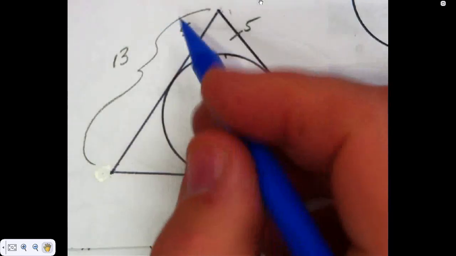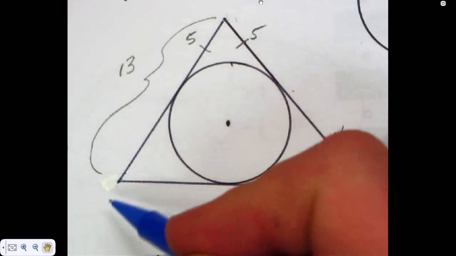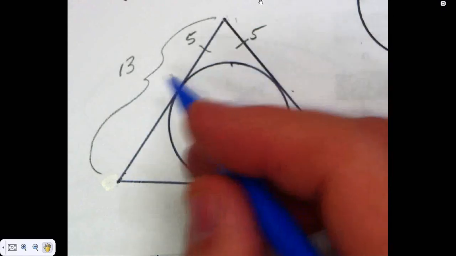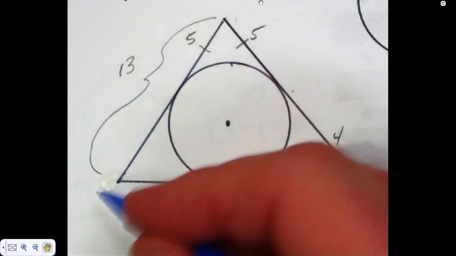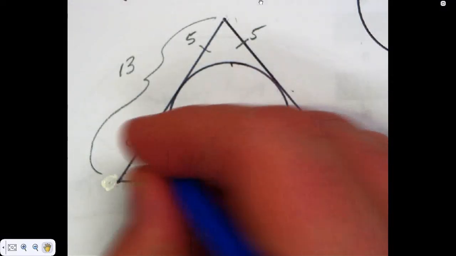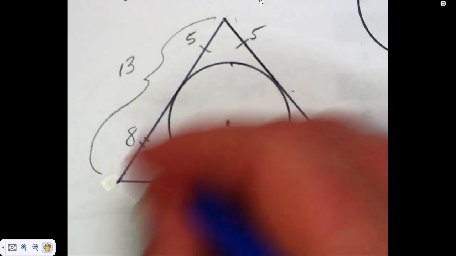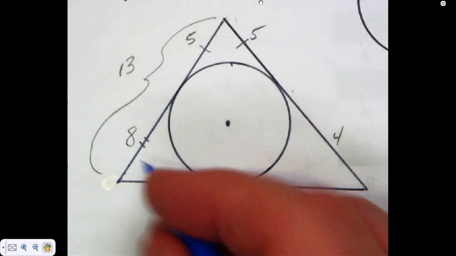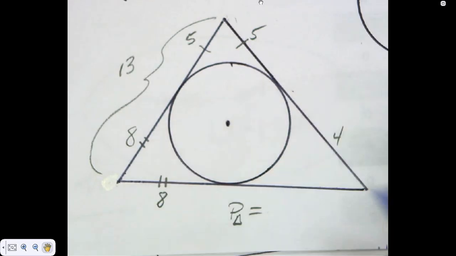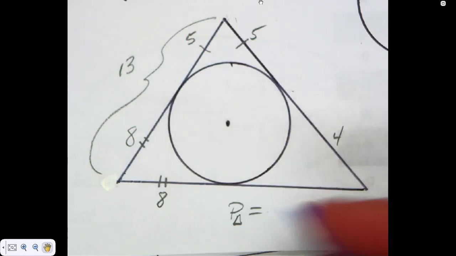Helps find the other one, because what am I saying here? That this whole thing is what? 13. So if that's 5, what's left for this to be? 8. Now, this is 2 tangents coming from the same point, so these are what? Congruent, correct? So if this is 8, what's this? Almost all the way around.